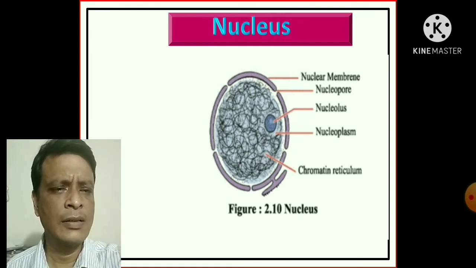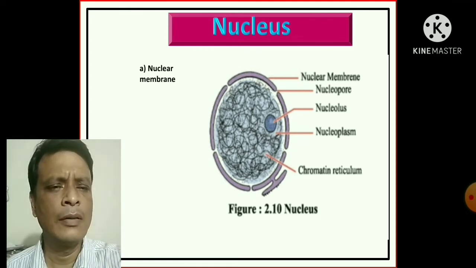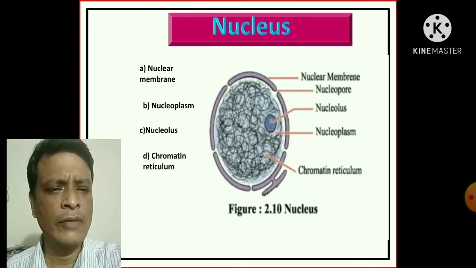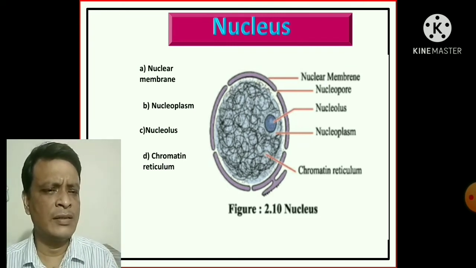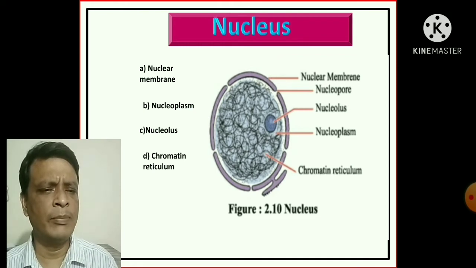The nucleus has some important parts. These are the nuclear membrane, nucleoplasm, the nucleolus, and finally the chromatin materials, the chromatin reticulum. The nucleus is surrounded by a double layer membrane, which is called the nuclear membrane. The nuclear membrane is double layered, and it is made up of protein and lipid. In the nuclear membrane there are some pores. Through these pores, different types of chemical substances are exchanged between the nucleoplasm and the cytoplasm.